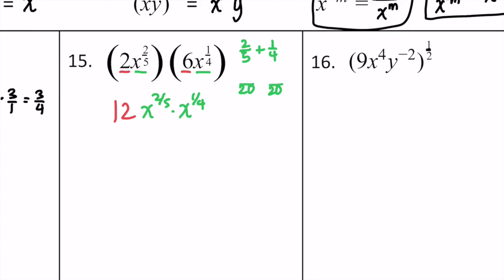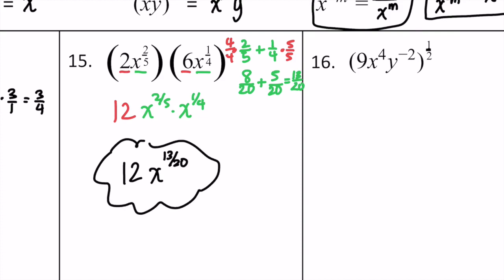So I have 20. That means I'm multiplying this one by 4. So I'll have 8/20ths, and then this one I'm multiplying by 5/5, and that means I'll have 5/20ths, and add those together, I have 13/20. So my final answer is 12 times x to the 13/20 power.